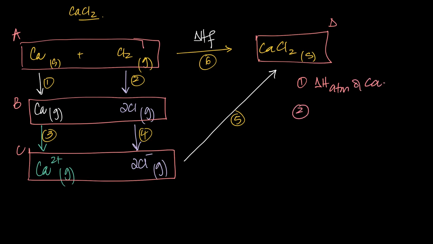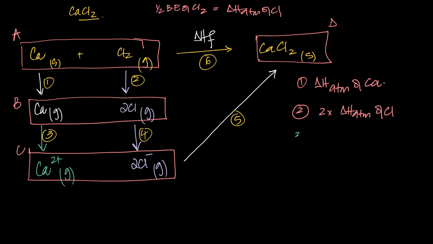What would two be? Anybody? Yes, 2 times the standard atomization of chlorine, also the bond energy of chlorine. Because for gaseous atoms, remember this, half of the bond energy of Cl2 is actually the atomization of Cl, because they represent the same exact reaction. Half Cl2 becoming Cl. Here we have Cl2 becoming 2Cl, so that's 2 times the atomization or the bond energy.